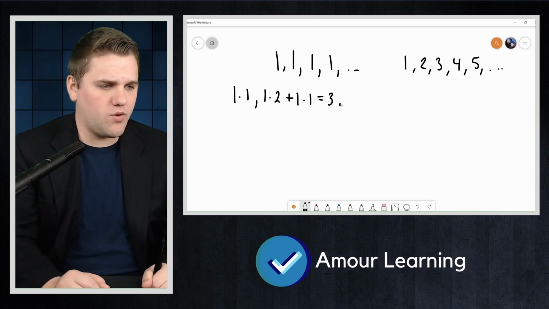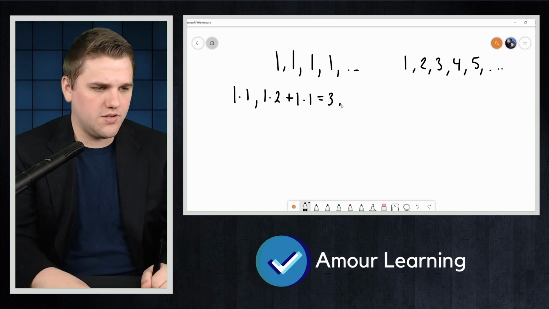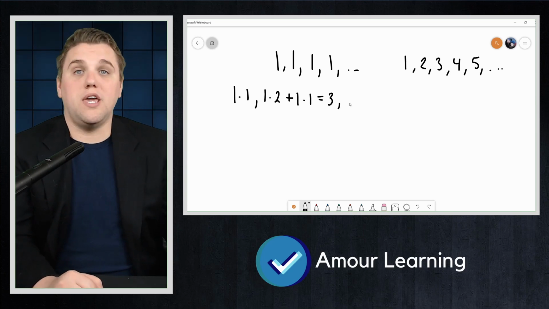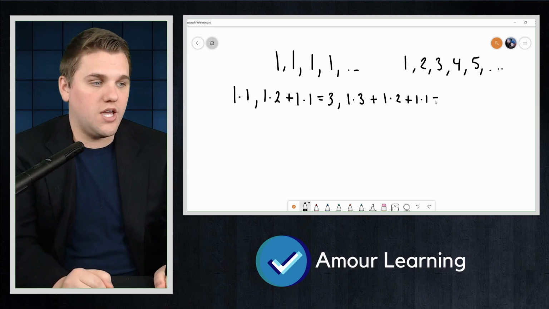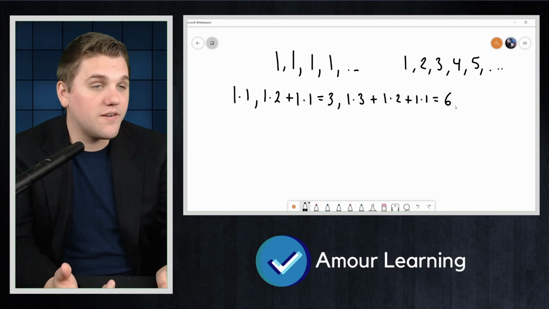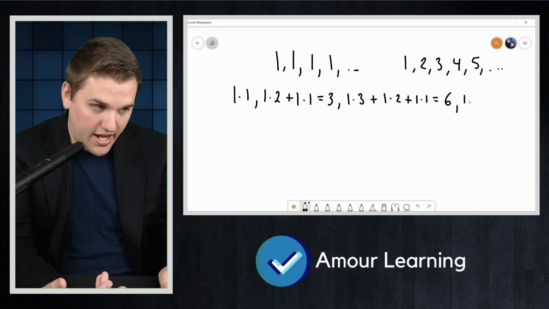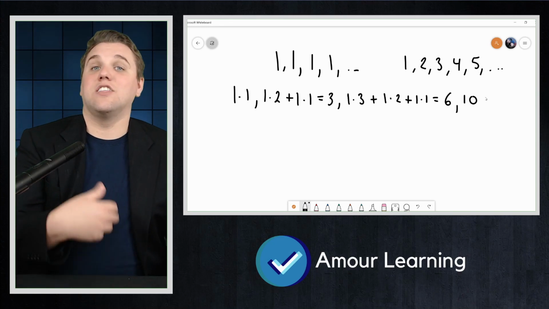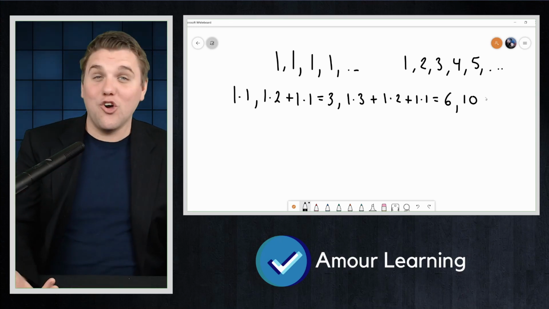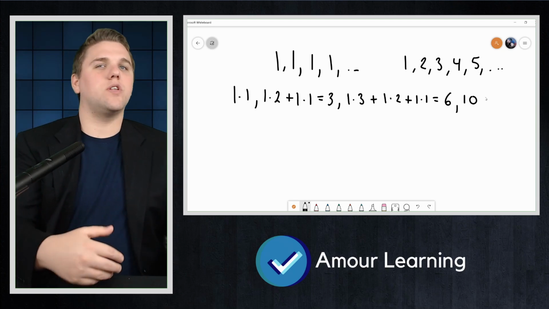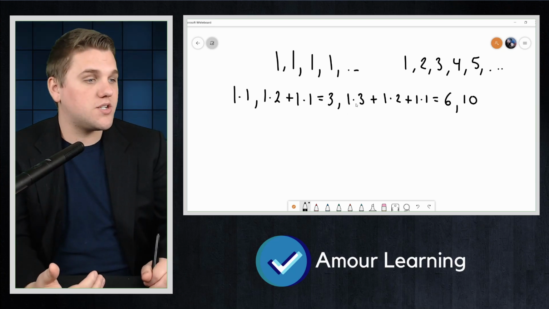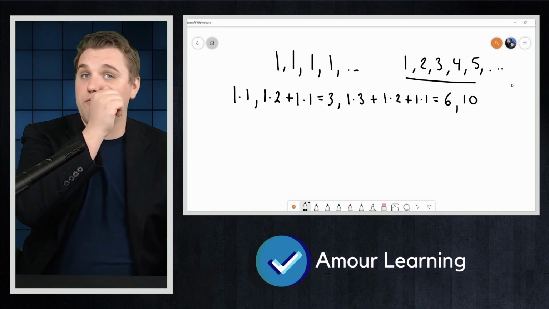The third term in the sequence, after multiplying these two things, would be 1 times 3 plus 1 times 2 plus 1 times 1, which is just 6. And then the next term would be 10, and so on. We are getting the triangular numbers. More precisely, we get the sequence of partial sums of 1, 2, 3, 4, 5.